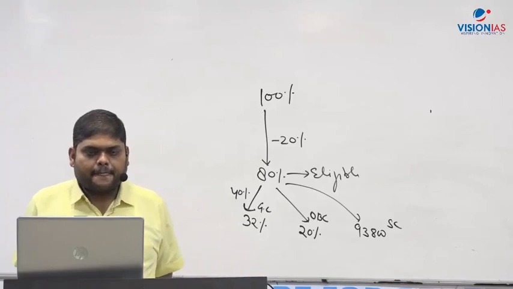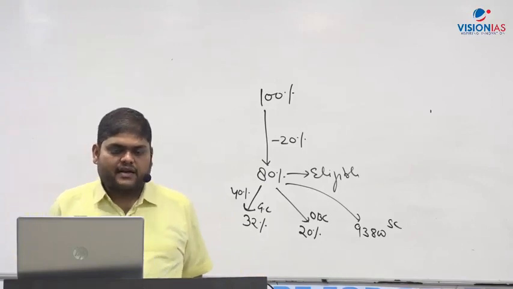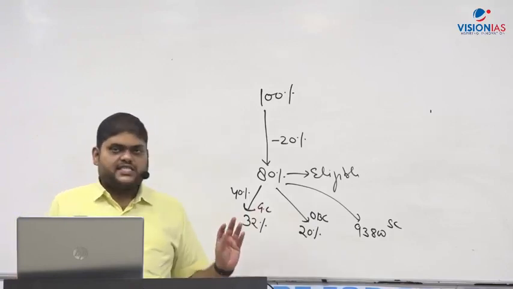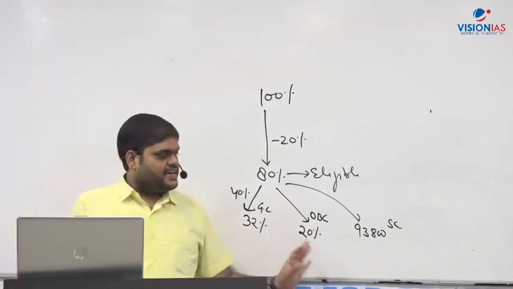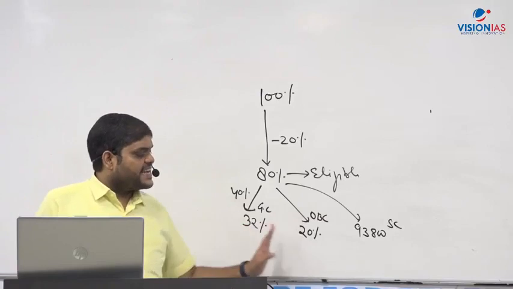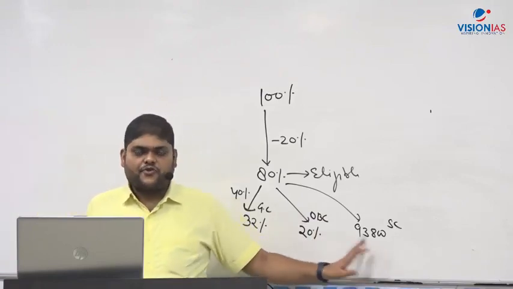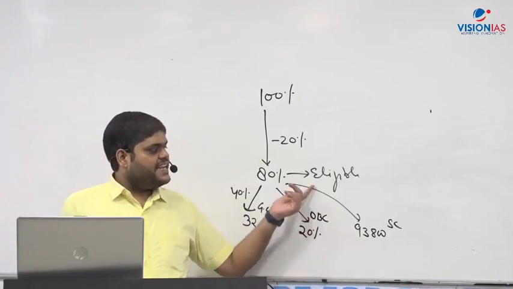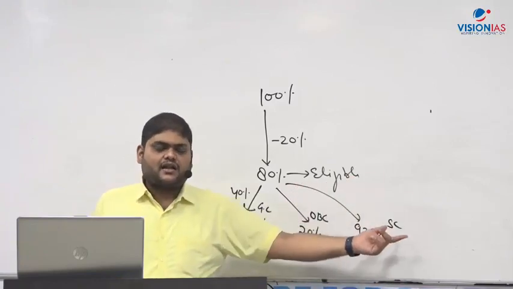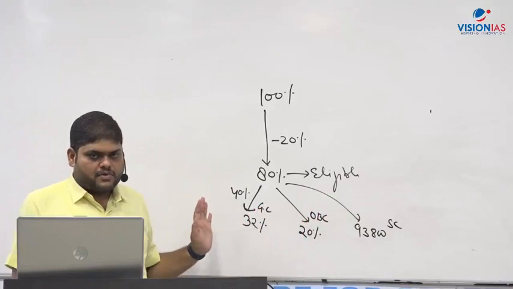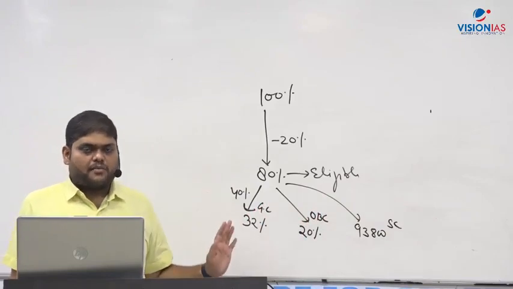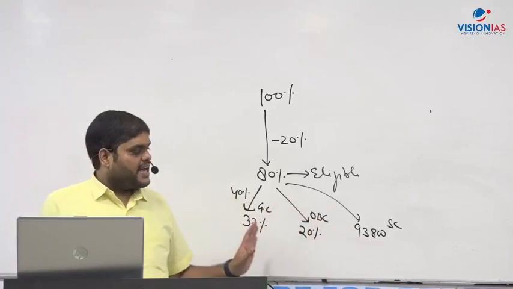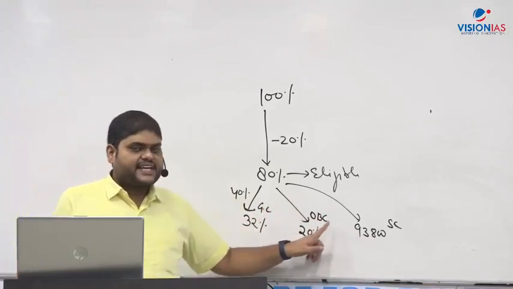Again, the question is not complete here. There should be one more line added here: if only 3 categories are there. Because if you consider any other category like ST here, you cannot solve this problem. This problem can only be solved if we assume that only 3 categories are there.